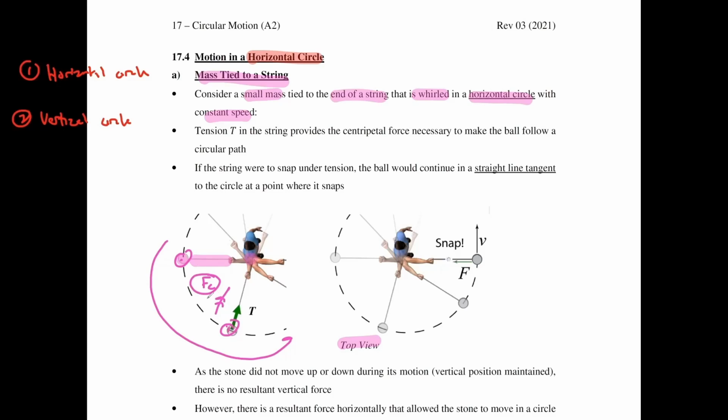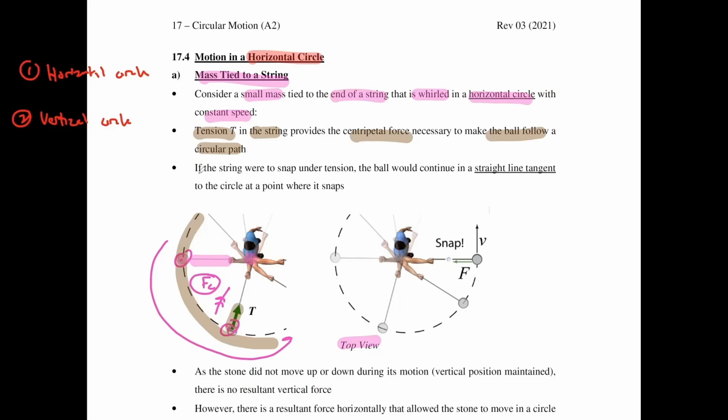But what actually provided you the centripetal force? In the case that is described here, it is the tension in your string that provided you with your centripetal force to make the ball follow a circular path. The tension in the string here was the thing that provided you your centripetal force.